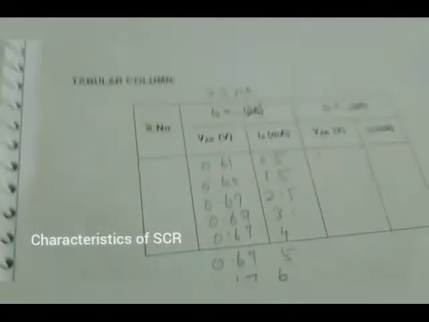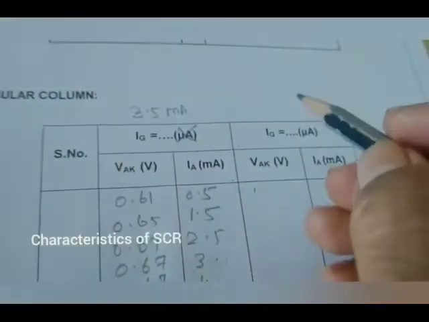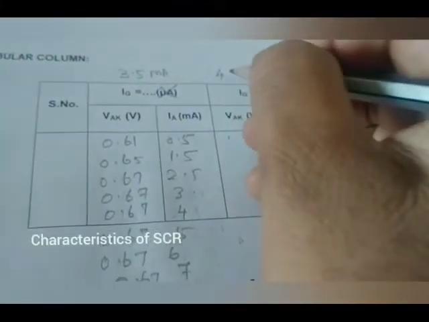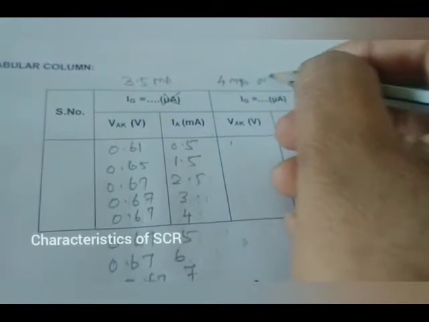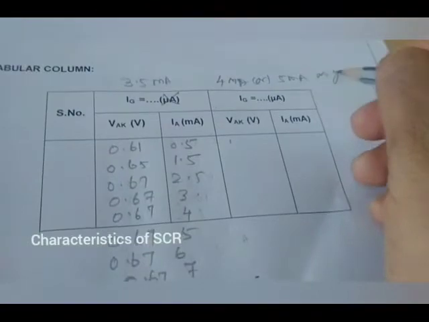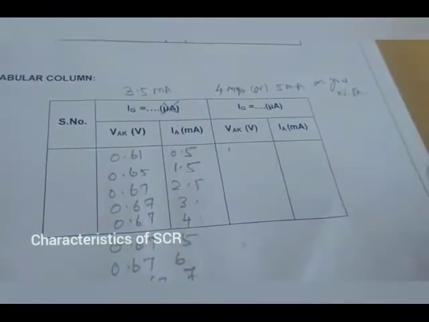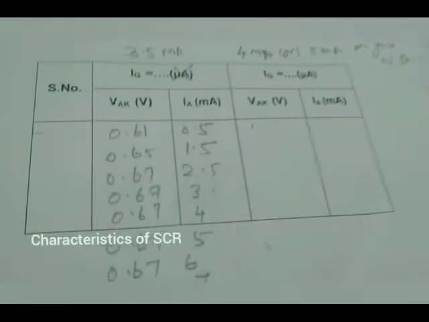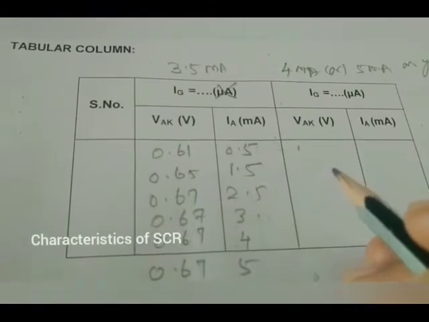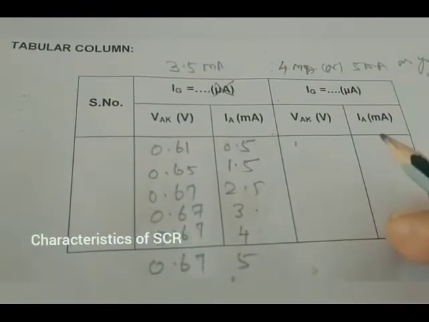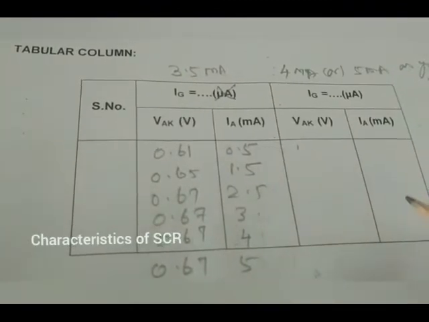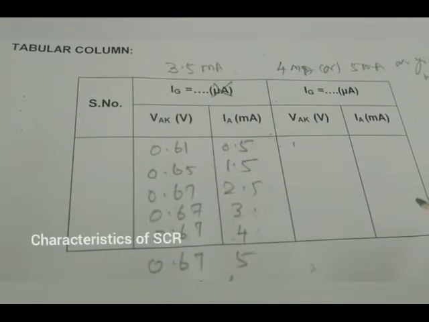And you can also take another reading for a gate current of 4 milliamps or 5 milliamps, as you wish. And you can also see that VAK will remain constant at one point and the anode current will be increased till 25 milliamps or 30 milliamps.